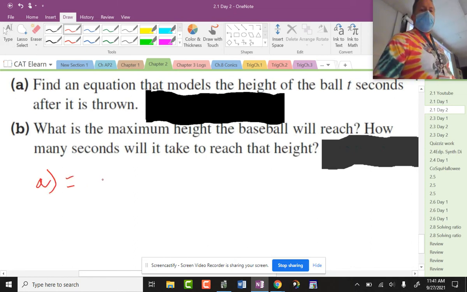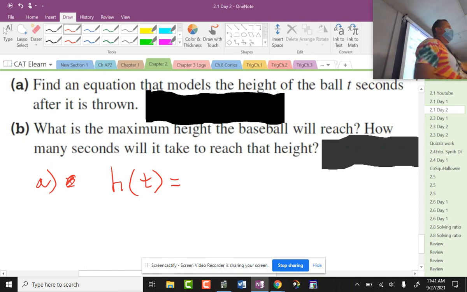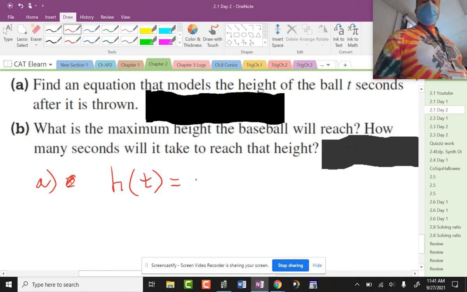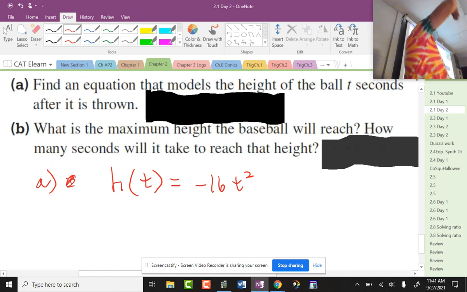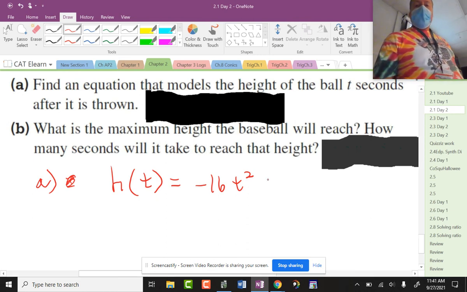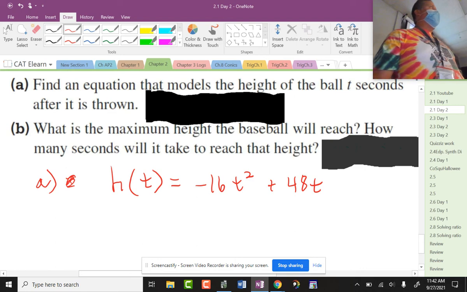Well, you're on Earth. I'm going to do H sub t, because height is height over time. I'm changing this book's dynamics. You're on Earth, so 32 feet per second divided by 2, or negative, because it's pulling down on us. It's a directional thing. Negative 16t squared always goes there. But then it was 48 feet per second initially, and we were 3.5 feet high.